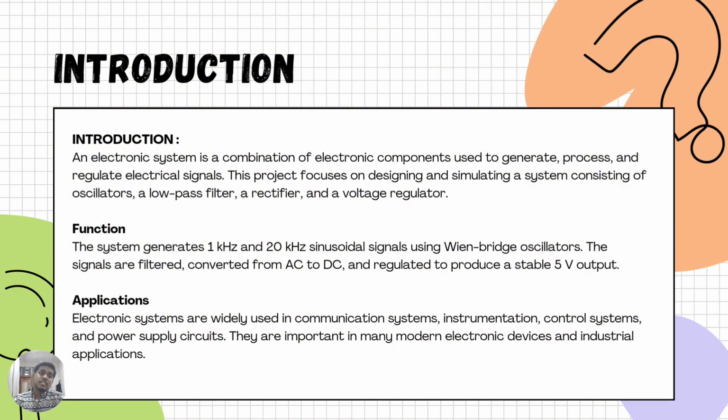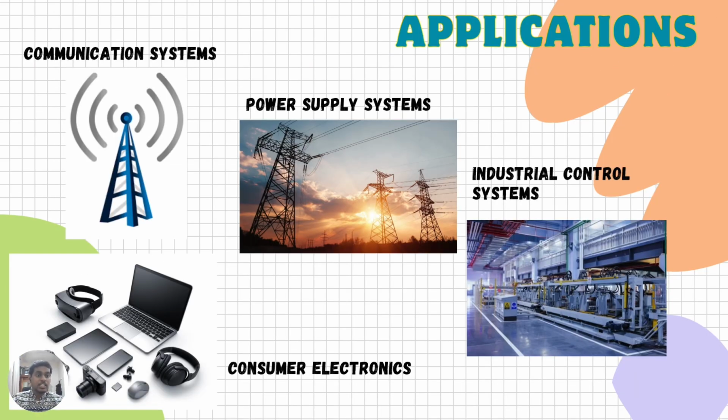So you can see this electronic system has a lot of applications, but I have chosen a few, such as power supply, consumer electronics, industrial controls, and communication systems. All of these are applications where we use electronic systems. These are applications that people use daily.